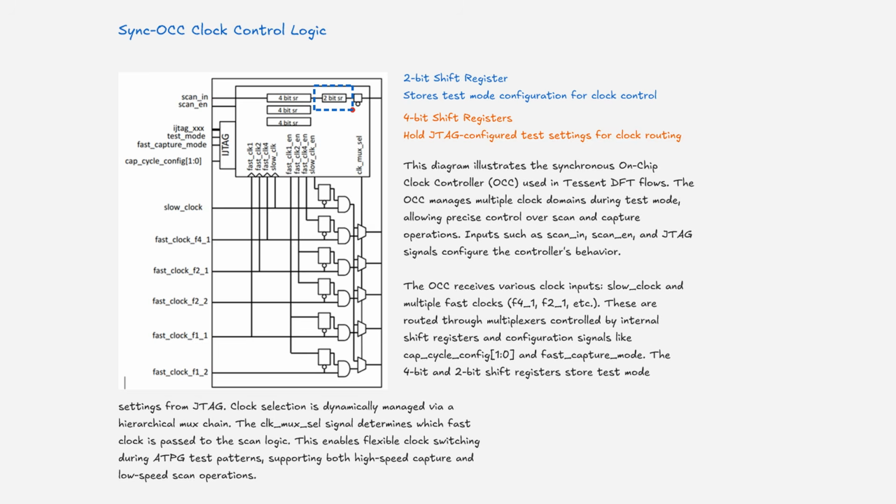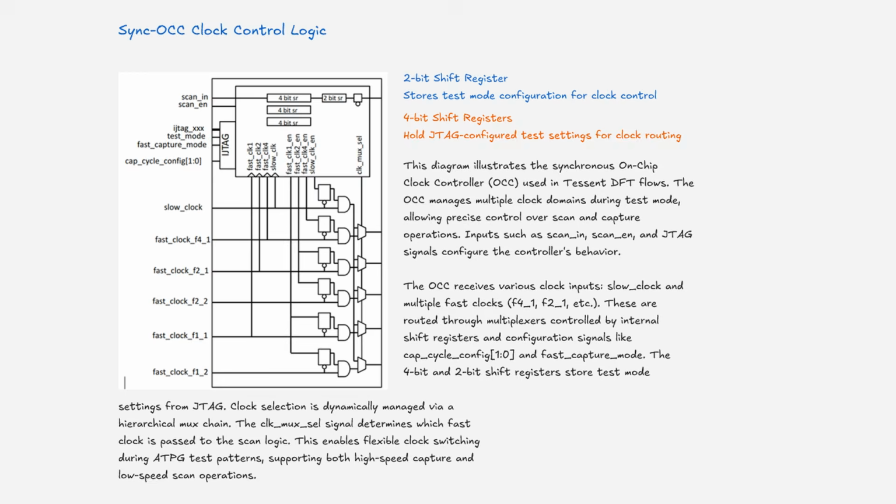The on-chip clock receives various clock inputs, a slow clock and multiple fast clocks, F41, F21, etc. These are routed through multiplexers controlled by internal shift registers and configuration signals like cap cycle config 1 to 0 and fast capture mode. The 4-bit and 2-bit shift registers store test mode settings from JTAG. Clock selection is dynamically managed via a hierarchical mux chain. The clock mux select signal determines which fast clock is passed to the scan logic. This enables flexible clock switching during a TPG test patterns, supporting both high-speed capture and low-speed scan operations.